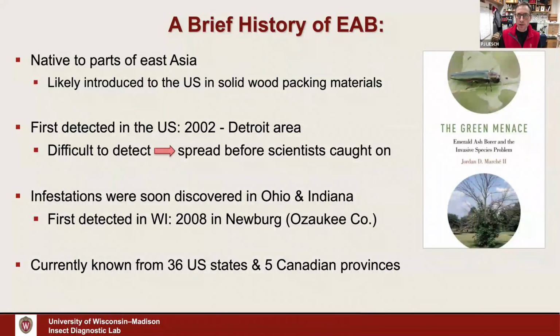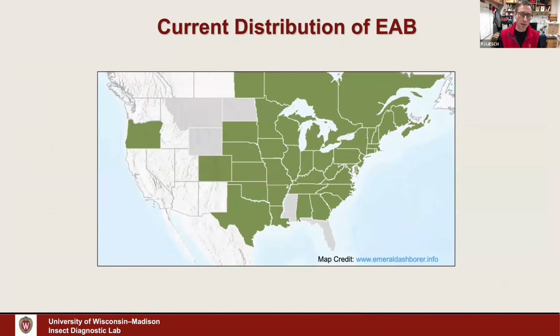At the moment, it's currently known from 36 U.S. states and 5 Canadian provinces. So this thing has really been moved around the U.S. and really North America. This is from emeraldashborer.info, the EAB Information Network website, which is a good resource, a lot of good information about emerald ash borer in general on that site. But again, imagine painting the bullseye in this map in about the Detroit area, southeastern Michigan, and you can tell it's radiated outwards from there. Due to natural movements, it wouldn't be very much, but humans have moved it around with firewood and lumber and nursery stock and things like that.